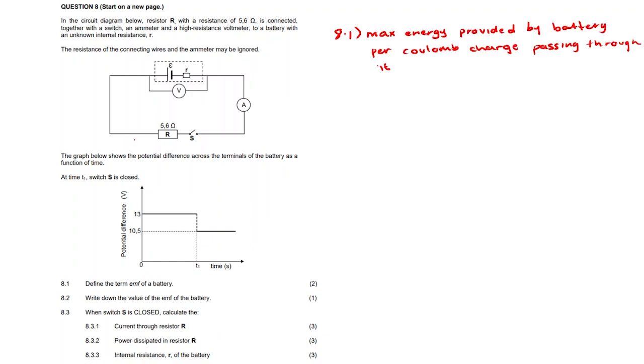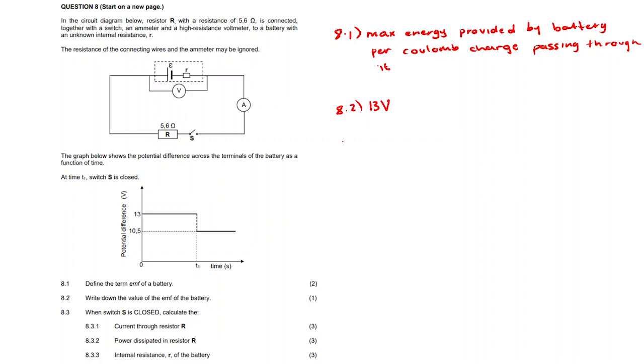Question 8.2. Write down the value of the EMF of the battery. As we can see, at time 0, this is the potential difference, and the y-intercept is 13. Therefore, the EMF of the battery is 13 volts.